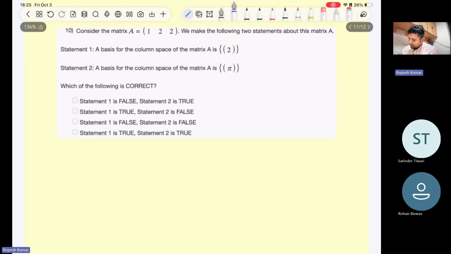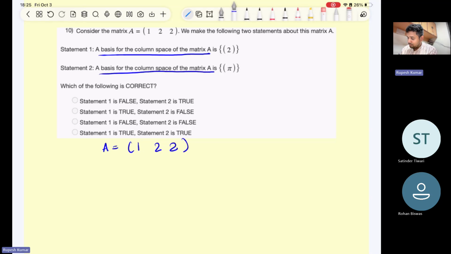Consider the matrix A equals to 1, 2, 2. We make the following two statements about this matrix. Let's see. What is the basis of the column space of the matrix, right? Both statements say what is the basis of the column space of matrix A. So let's go ahead and check this.